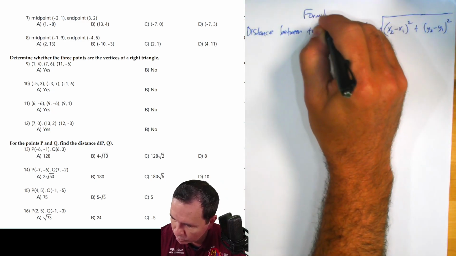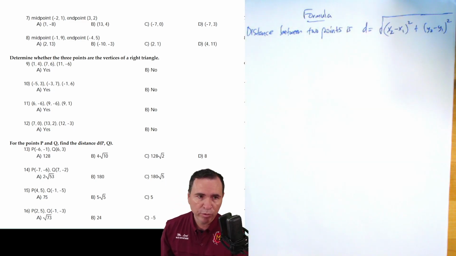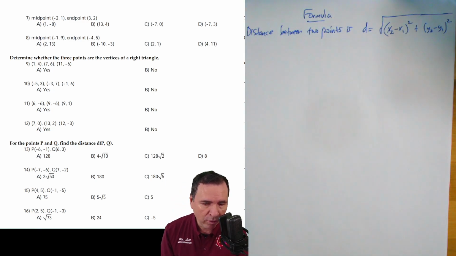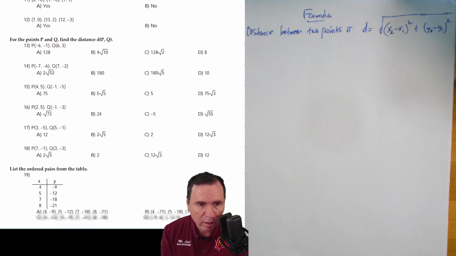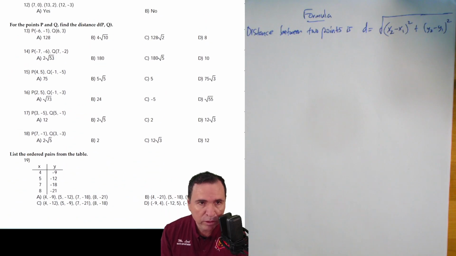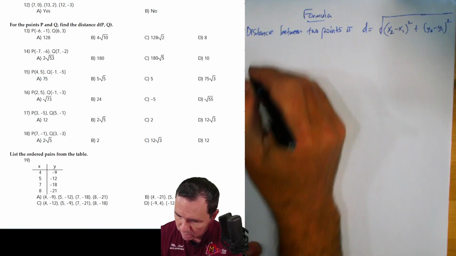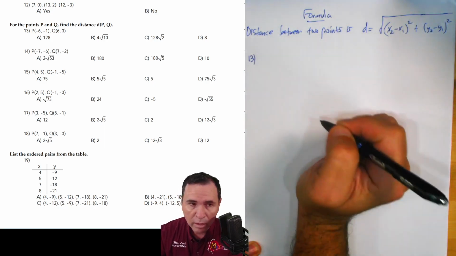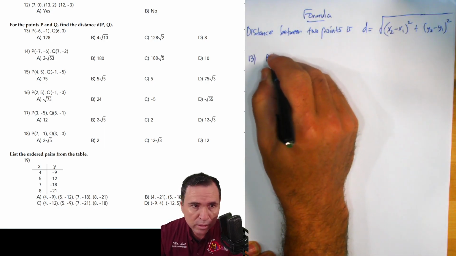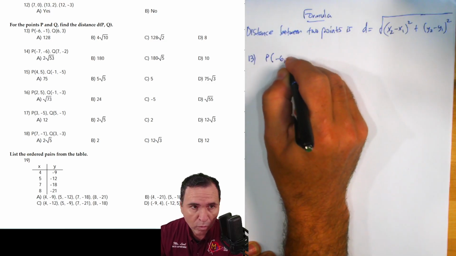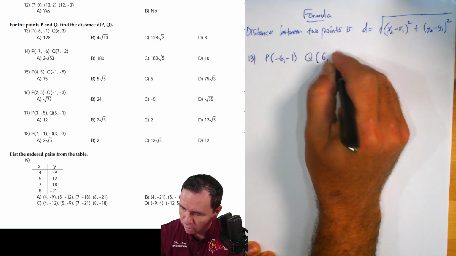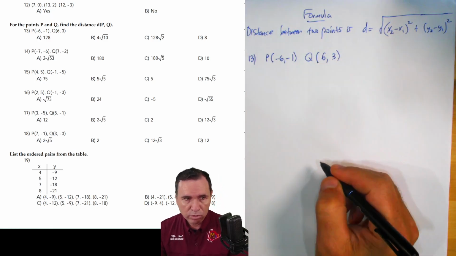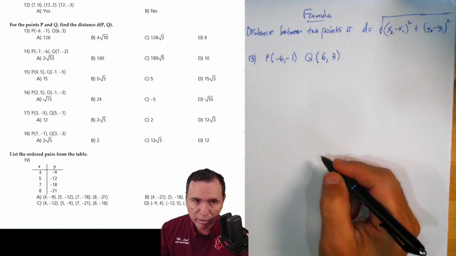We're going to use this formula to find the distance between 2 points. All right, so on question 13, let me move it up a little bit because it might be out of reach, okay? So question 13, we got P is -6, -1, and Q is 6, 3. Okay? Now, so you can have a visual representation of this.